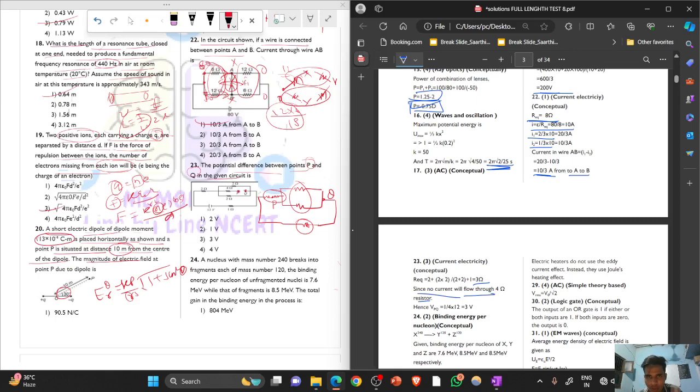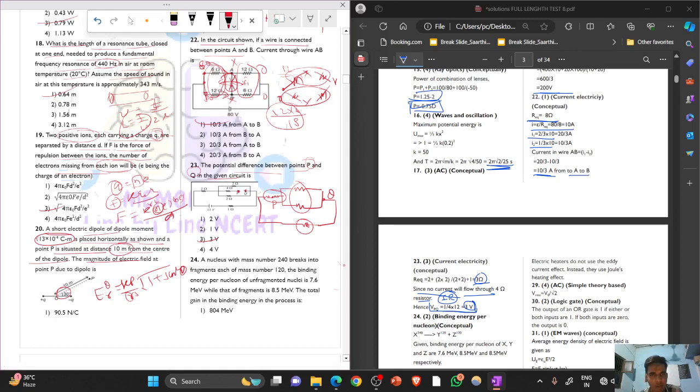So your VPQ will simply be across the 3 ohm resistor, and no current will flow through the other. 12 volt battery is given. Simply you just need to understand it. You can calculate the potential, that is potential equals I into R. From here you get that it comes out to be 3 volt. You can also use Kirchhoff's law to solve the whole circuit, and I just told you the basic method to do it.